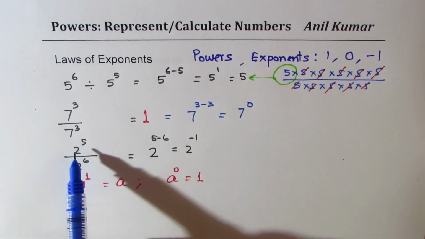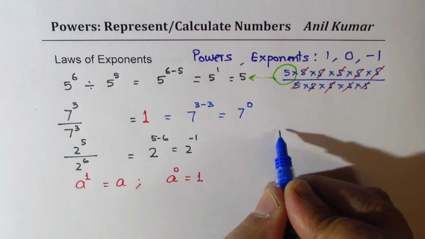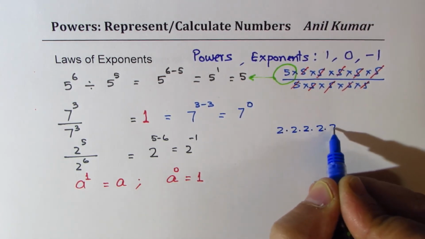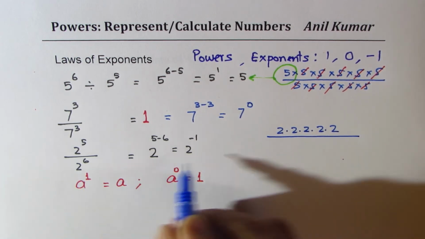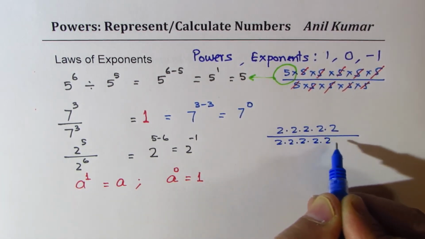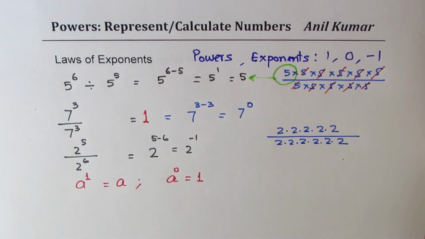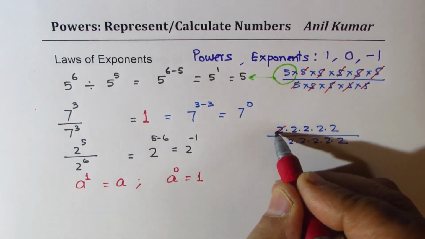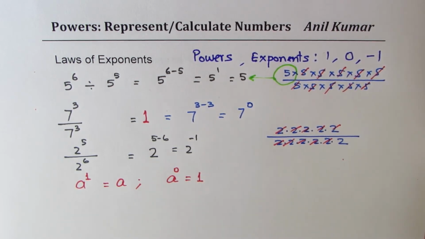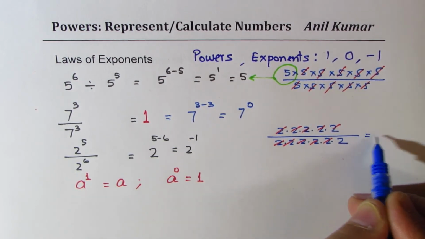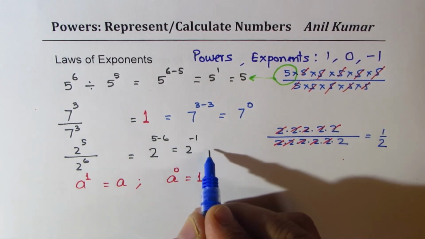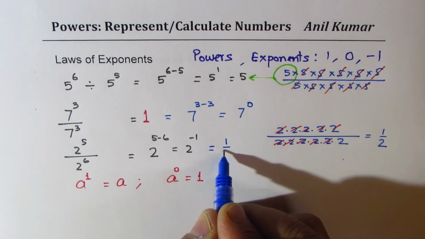Let's try. So we'll write 5 2's in the numerator and divide by 6 2's. And let's try to cancel the common factors. So we do this. What are we left with? We are left with 1 over 2. So therefore, 2 to the power of minus 1 should be equal to what? 1 over 2.